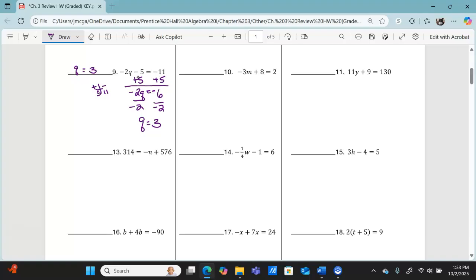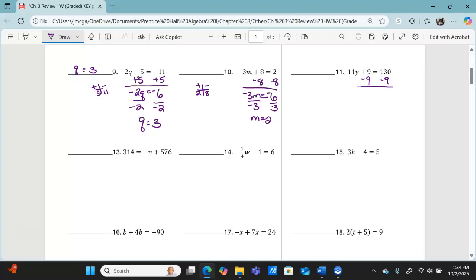equals 3. On this one, subtracting 8 from both sides, again, we have a negative and a positive. Over on the right-hand side we have a positive 2 and a negative 8, so we find the difference and keep the sign of the larger one. Divide by negative 3, and we get m equals 2.